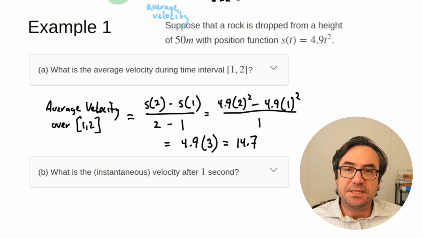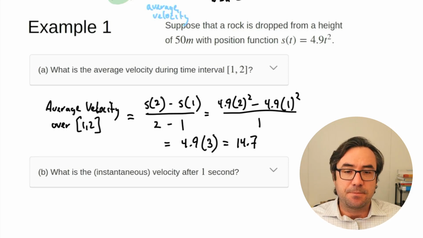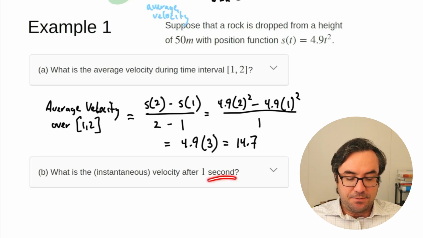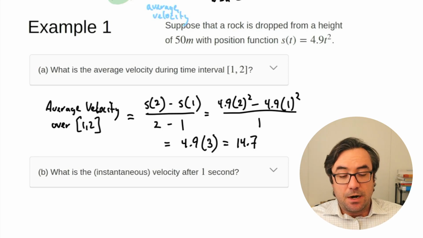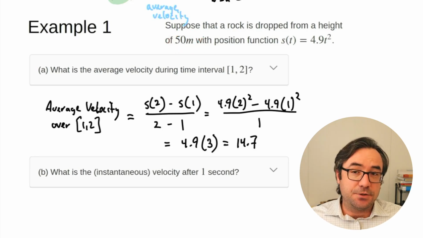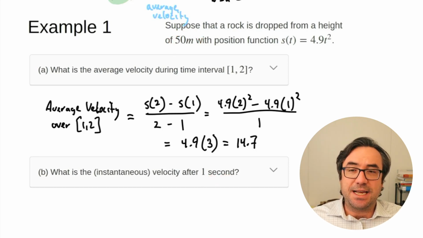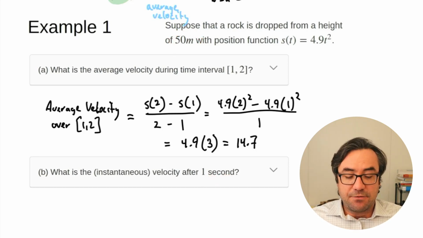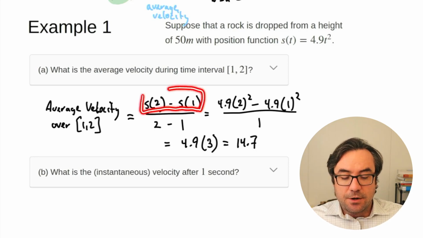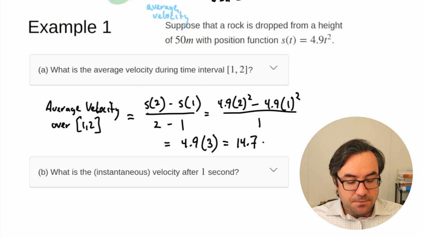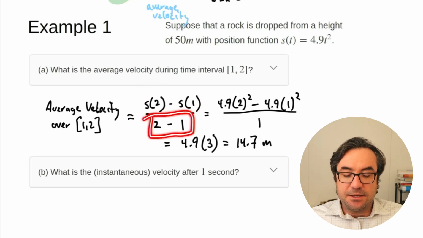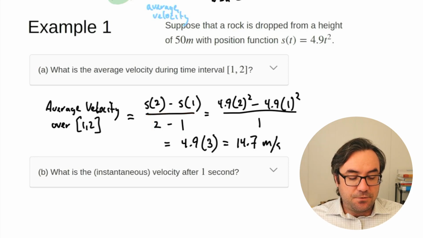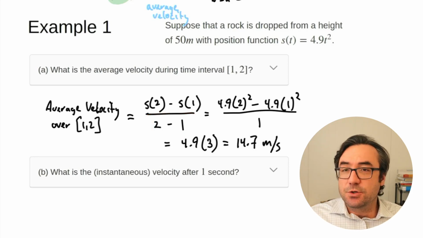Now, when we're talking about velocity, we just have to be careful if units are given. So if units are given, we have to use units in our answer. In this case, units are actually given in part B. Our distance is being measured in meters, and our time here is being measured in seconds. So when we calculate average velocity, the numerator here is a distance measurement, and our denominator is a time measurement. So our units for velocity are going to, in this case, be meters per second.